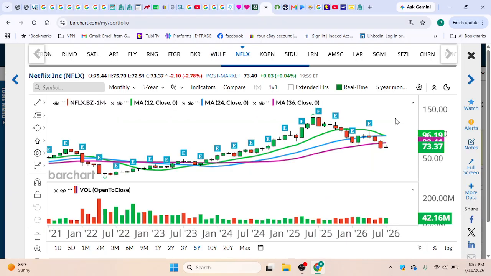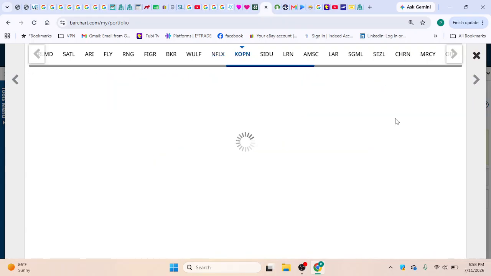Netflix looks terrible. Still in a major downtrend, right? While the markets are moving up. So big relative weakness in Netflix. Like the company, believed in the company for a long time, but over the last year, it has not been good for Netflix from an investor's point of view. So that's where we're at with Netflix.